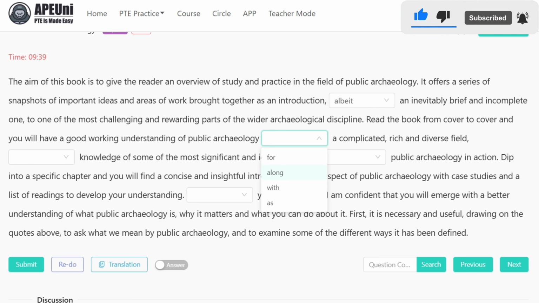Let's move to the next one. Along. Along indicates movement or alignment with something, unsuitable for defining public archaeology's qualities, right? She walked along the riverbank. He worked along with his team to finish the task.